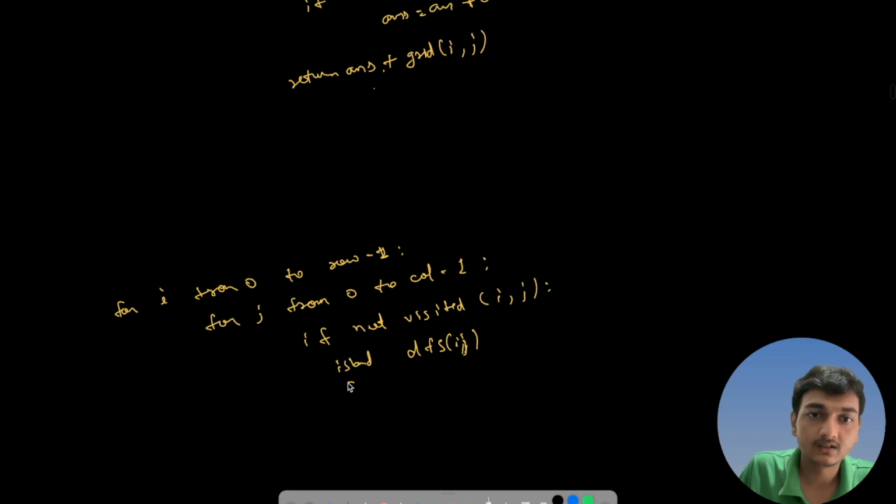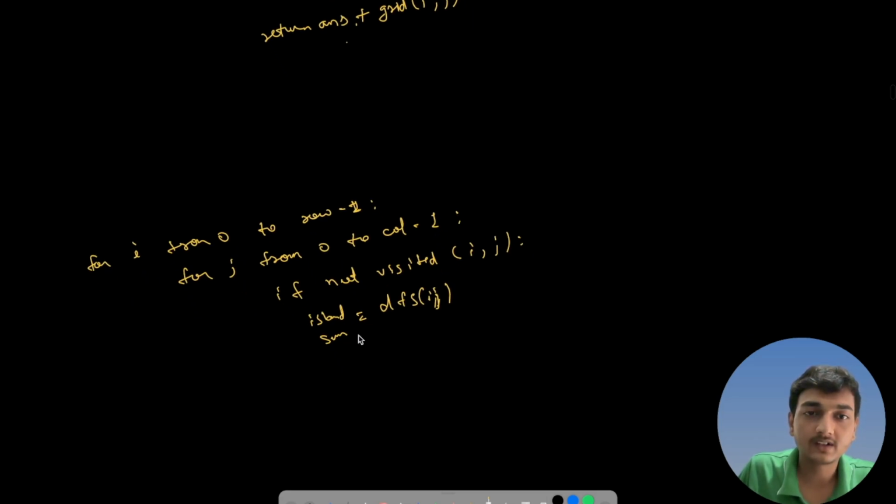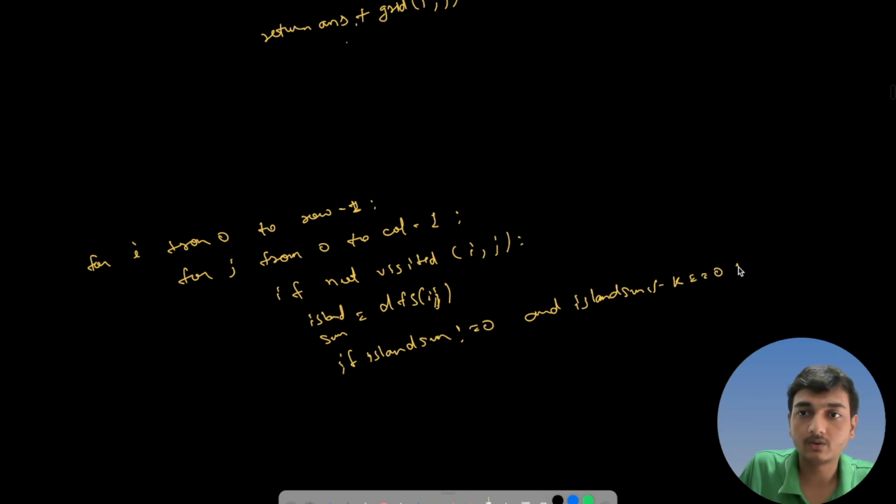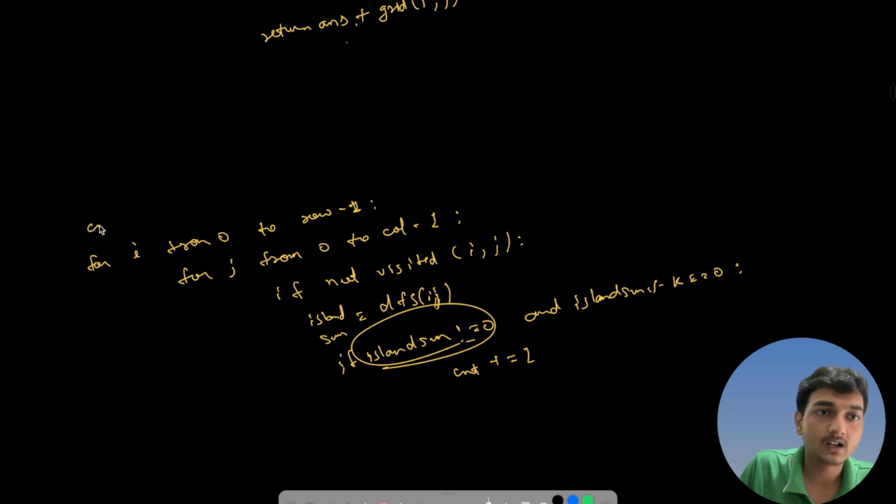I need to just check two things: if island sum is not equal to 0 and island sum modulo k equal to 0. This condition is important because 0 modulo k will definitely be 0, but that is not a valid answer. So in that case, I need to increment my counter by 1. I can write my counter as 0 here, and at the end of the day, I just need to return the counter.